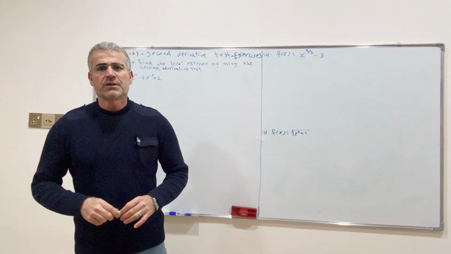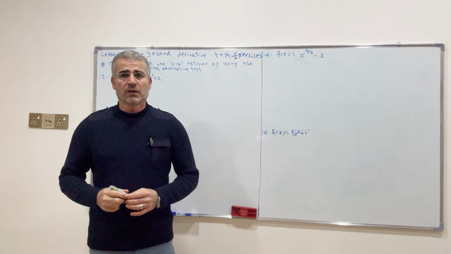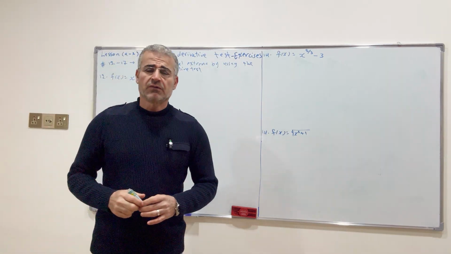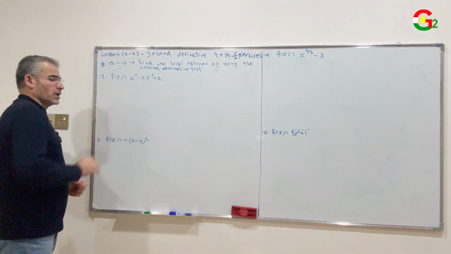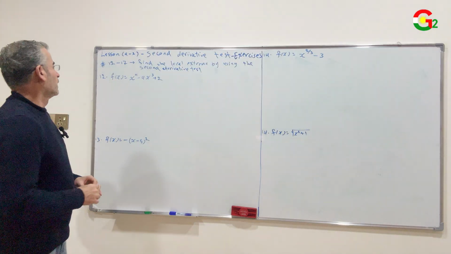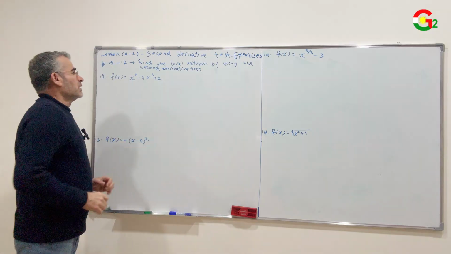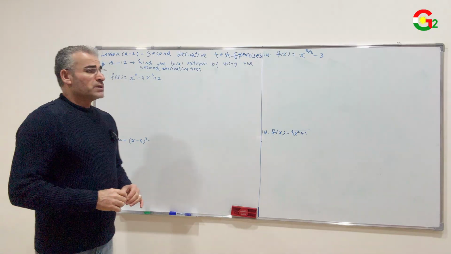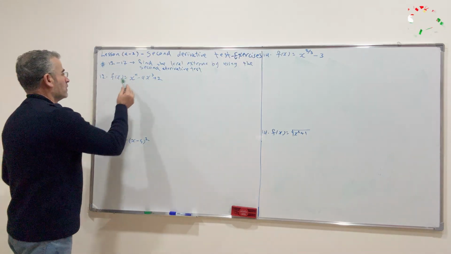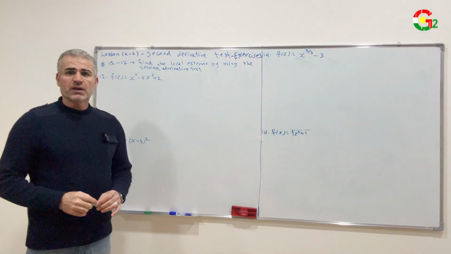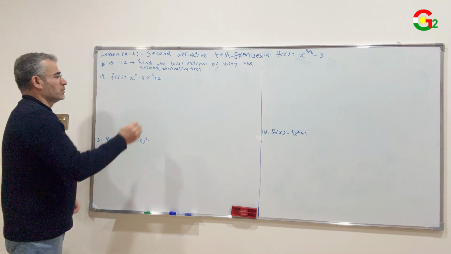Hello everyone. In this tutorial I will complete solving the exercises of lesson 4.2. We reach question number 12. Number 12 to 17, find the local extrema by using the second derivative test. Question number 12, f of x equals x to the power 4 minus 4x to the power 3 plus 2.